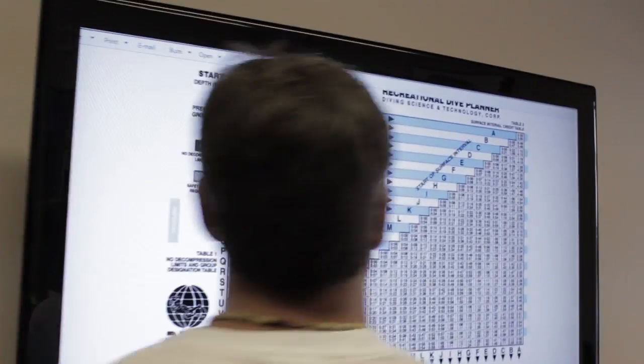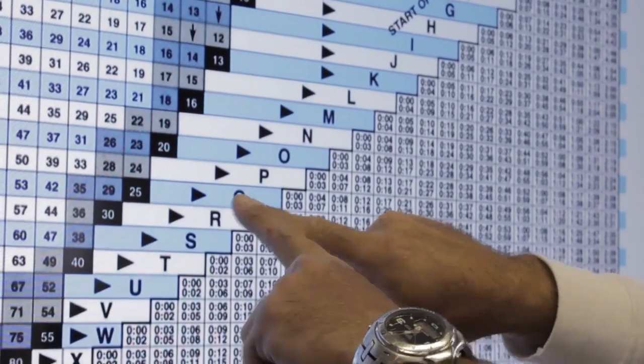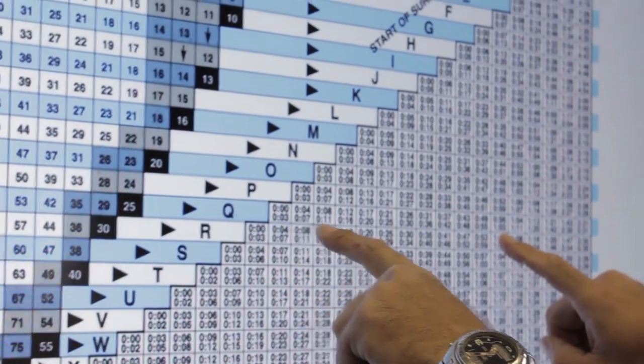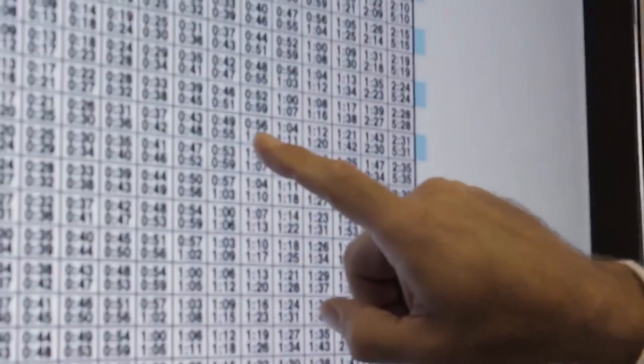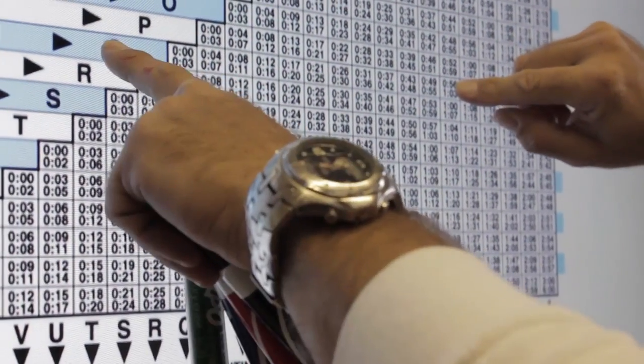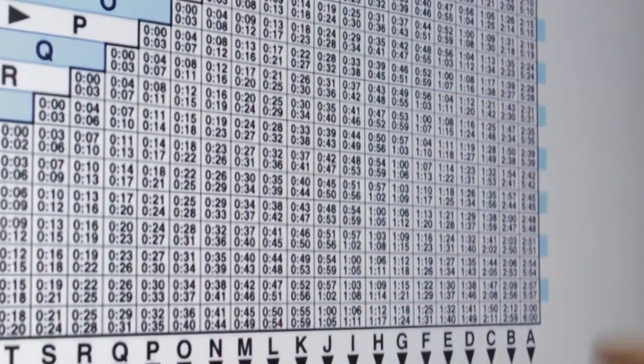Let's find out. I am in pressure group Q. I want to become an F. So all I have to do is line them up. The minimum I have to stay out of the water is 56 minutes. The minimum is the smaller of the 2 numbers. If I'm a Q and stay out of the water for 56 minutes, I will become an F.